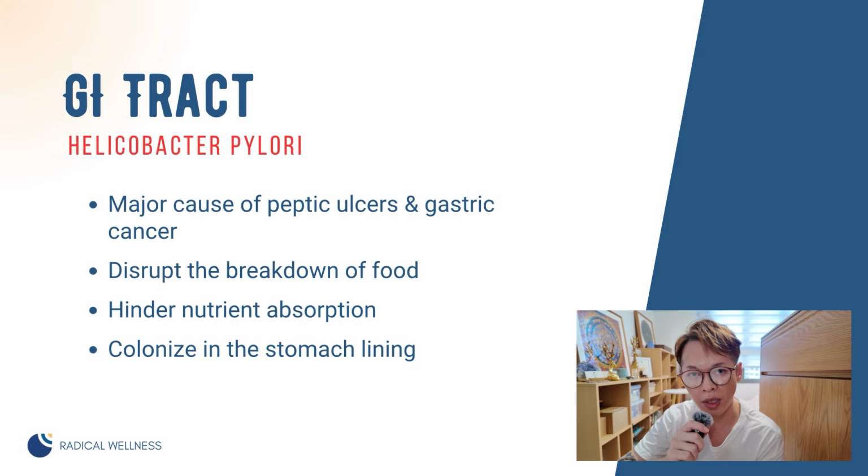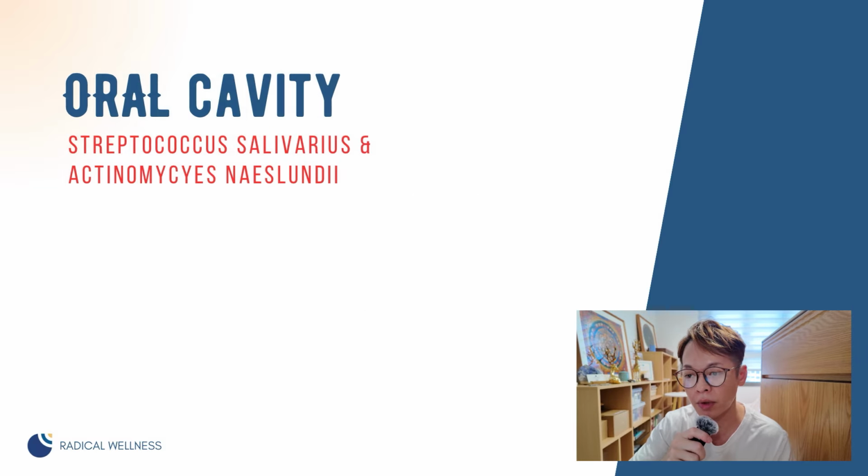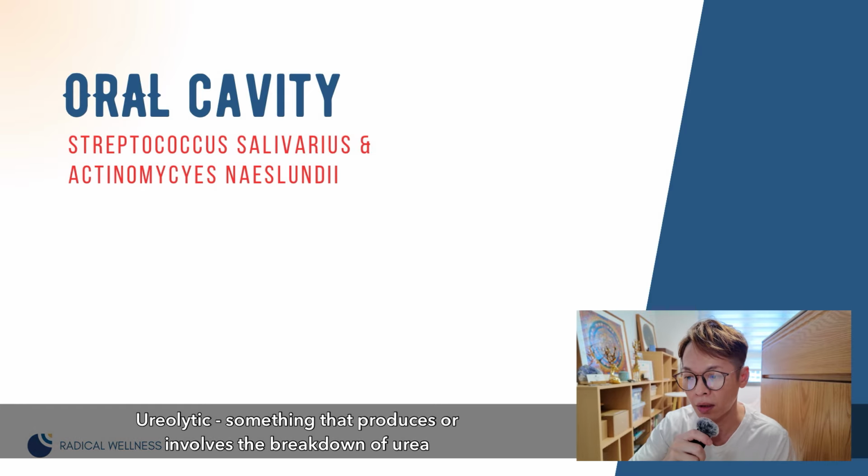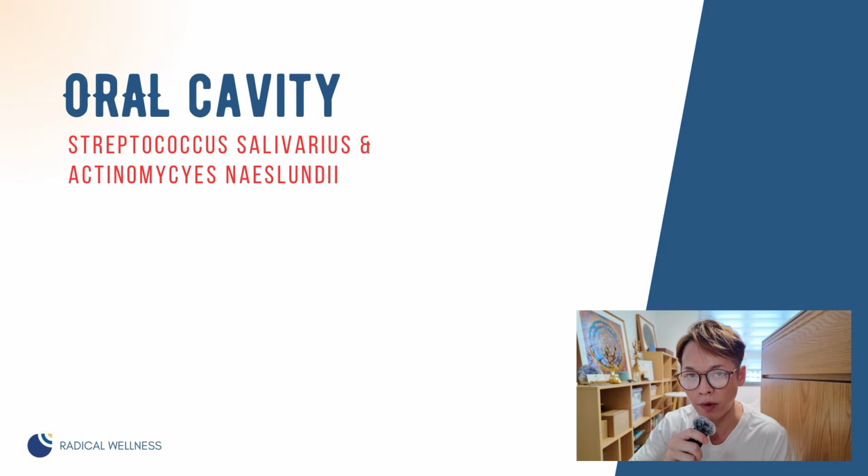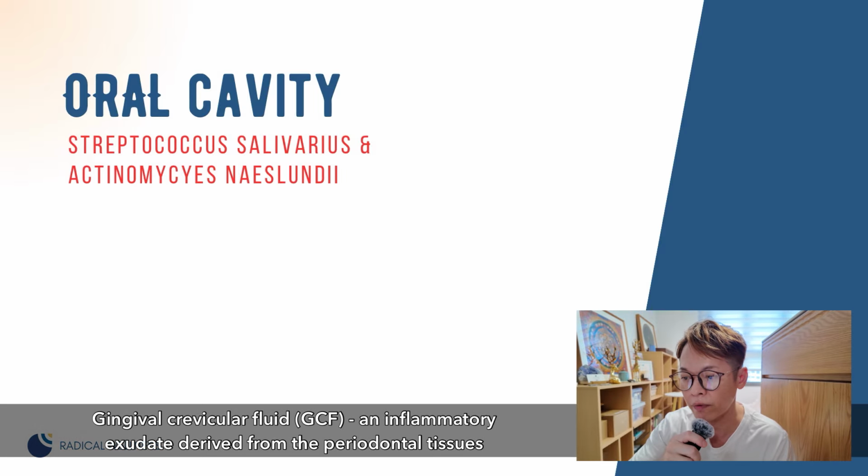And since diamine oxidase enzymes also reside along the stomach lining, the ability to metabolize histamine outside of the cells also goes down. In the oral cavity, bacteria like Streptococcus salivarius and Actinomyces naeslundii are ureolytic. They break down urea that's found in our saliva and gingival crevicular fluid.